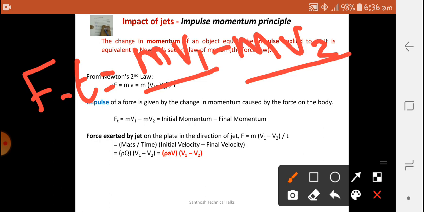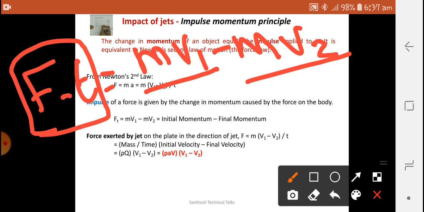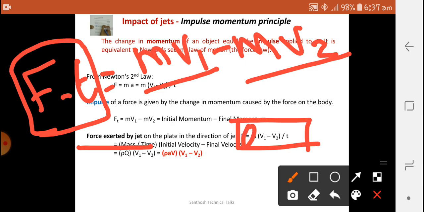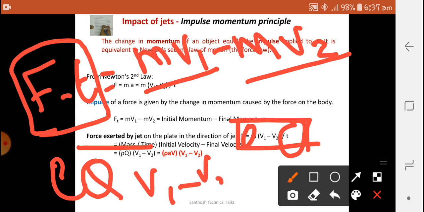With the initial and final momentum, the force exerted by the jet is calculated. Here the force exerted by the jet on the plate, F, is equal to m into (V1 minus V2) by t. Here mass by time, m by t, is the mass rate of flow, that is rho into Q into (V1 minus V2). So that is the formula for finding the force exerted by the jet.